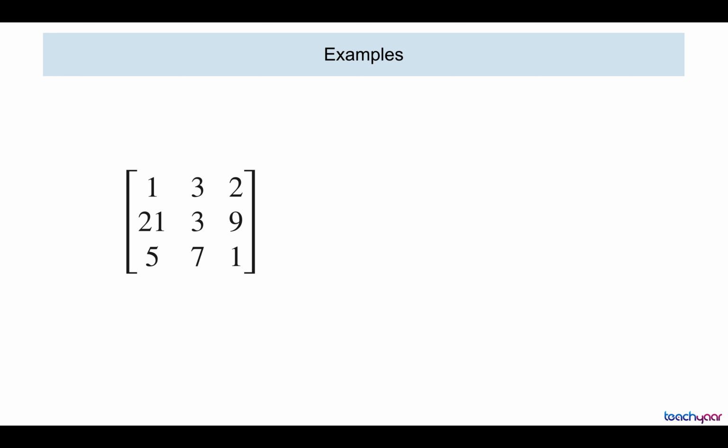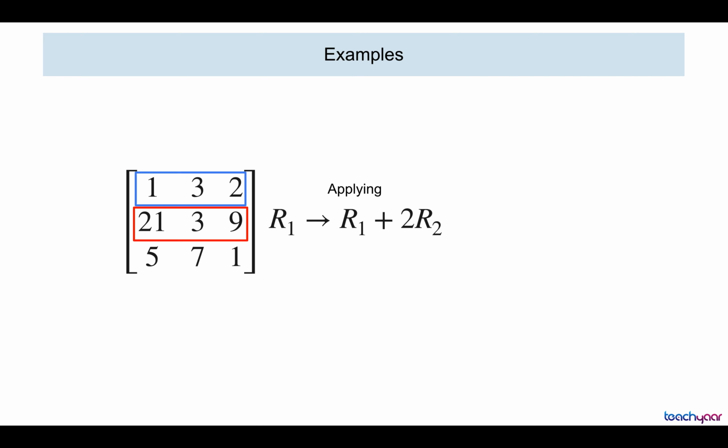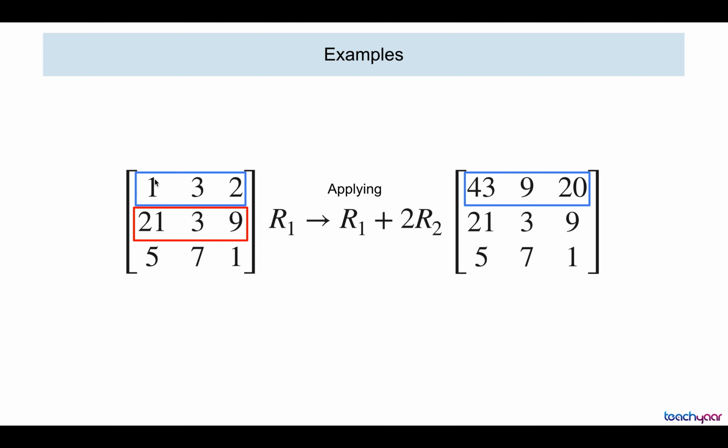Okay. And now the third is we're going to take that matrix that we just got and apply the third elementary operation. So we're going to say row 1 is now row 1 plus 2 times row 2. So this is this itself plus 2 times this, which means it's 1 plus 2 times 21, which is 42, plus 1, 43. 2 times 3 is 6, 6 plus 3 is 9. 2 times 9 is 18, plus 2 is 20. So by applying that operation, you've ended up with this.